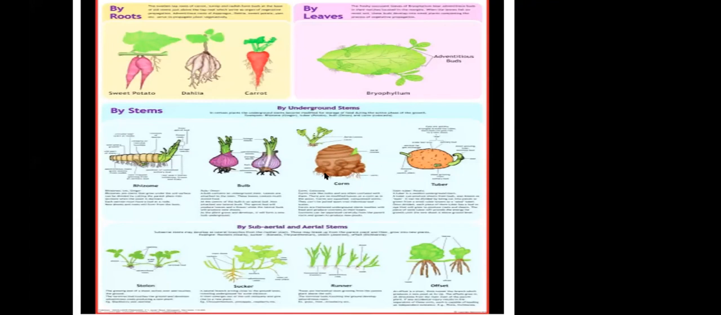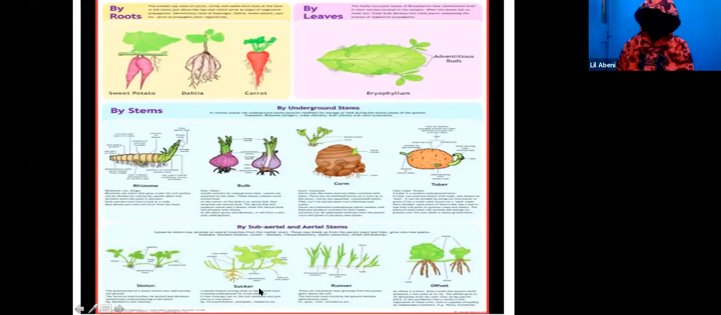Now you can see here the subaerial stems. Subaerial means half will be in the air and half in the soil. Stolon, sucker, runner, and offset are the types of subaerial stem modifications where vegetative propagation happens. In a runner, the plant's lower branch easily bends and touches the ground. At the point where it touches, it develops adventitious roots and a new stem arises. This is called a runner. Strawberry, grass, and oxalis all propagate with the help of runners.